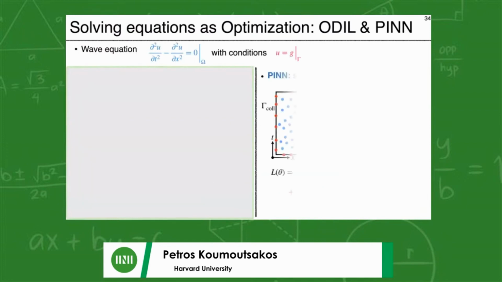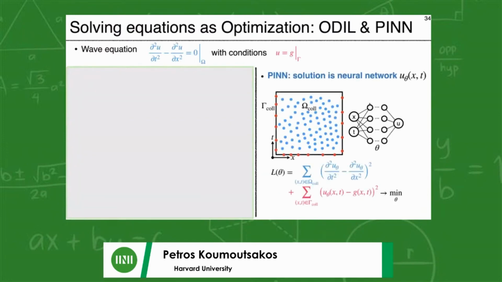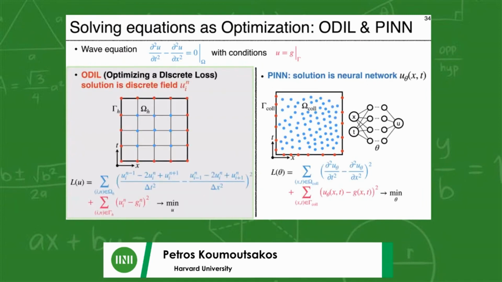Now, let's compare the two methods. So here is the PINNs. The solution is a neural network. You have the solution everywhere. And here is ODIL, what I call ODIL, where you get the solution on grid points. And of course, if you want the solution between the grid points, or between data that happen to be between grid points and the place where you discretize, you can of course interpolate, but we'll leave it at that.